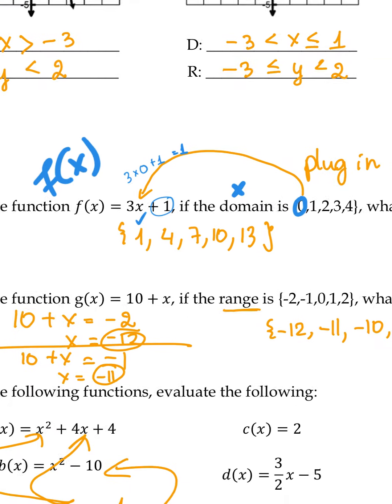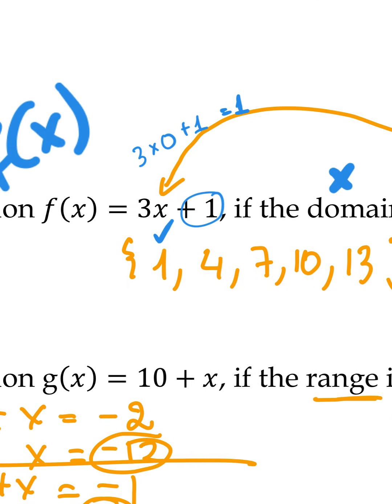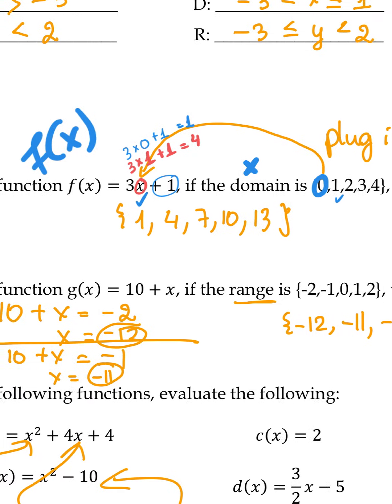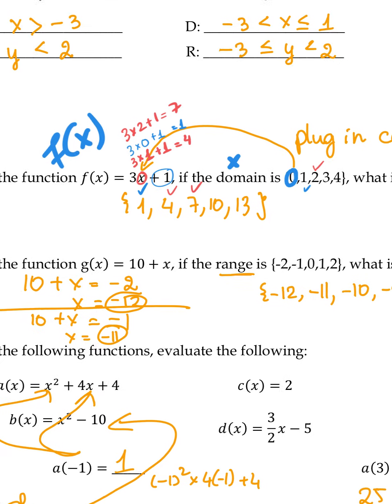Next one, what if the domain is 1? I do exactly the same thing. Now my x is 1. 3 times 1 plus 1: 3 times 1 is 3, plus 1 is 4. Just use the calculator. Next one, what if my domain is 2? How much is my range, my f of x? Do the same: 3 times 2 plus 1, and I have 7. So I have 1, 4, 7, and you keep doing that for 3 and 4.